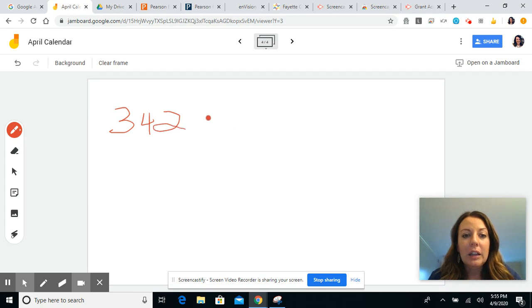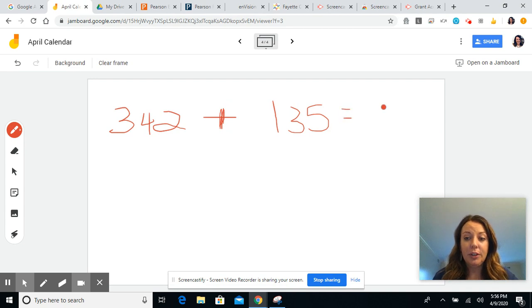342 plus 135. Now you should be thinking, do I have to regroup? If I do, how many times do I have to regroup here? Think for a second. Now you could do this multiple ways. You could think, add your hundreds, add your tens, add your ones. You don't have to regroup because none of the place values are greater than 10.